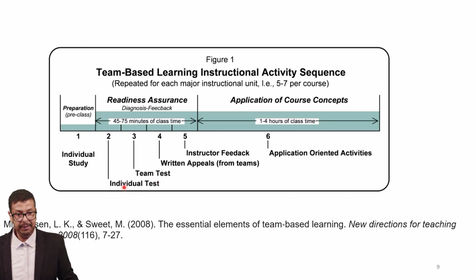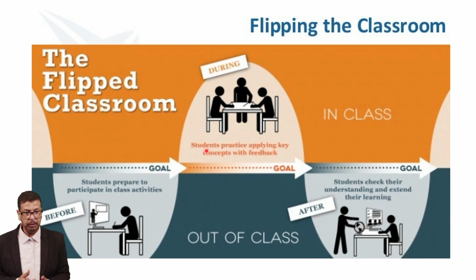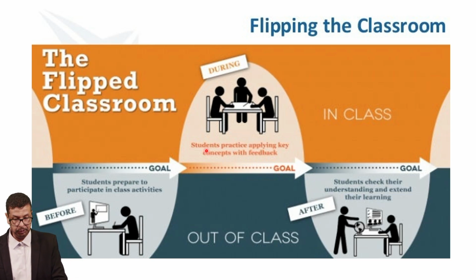In the IRAT, there is an individual test. You receive MCQs. In the TRAT, you solve the same MCQs, but as a group, and then you appeal if there is any ambiguity or unclear questions, or if you are not in agreement with the answer provided to you. And then the instructors give you more feedback. So it is a sort of flipped classroom approach.